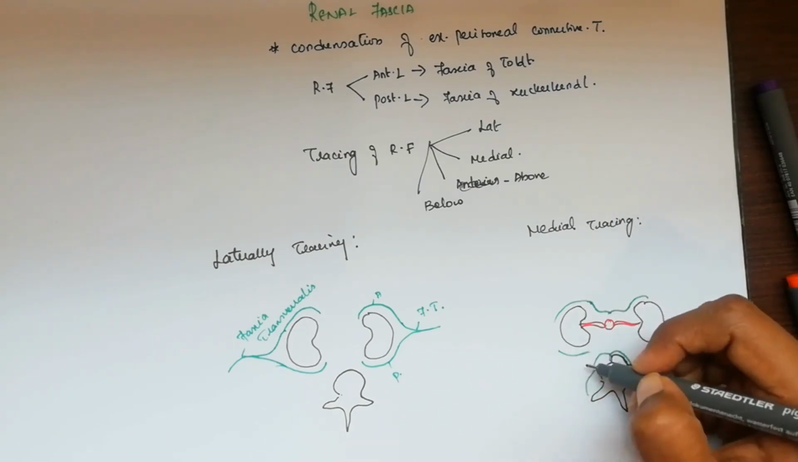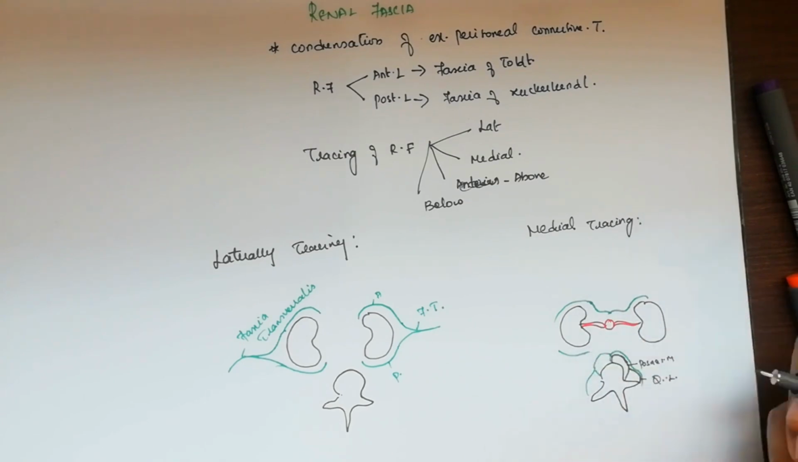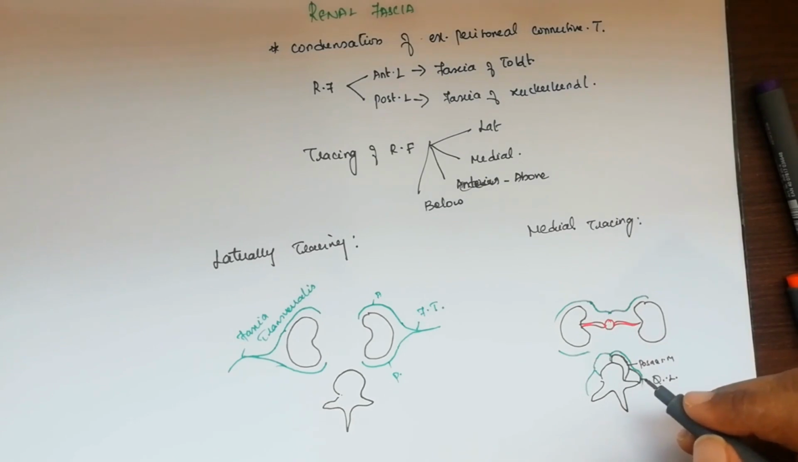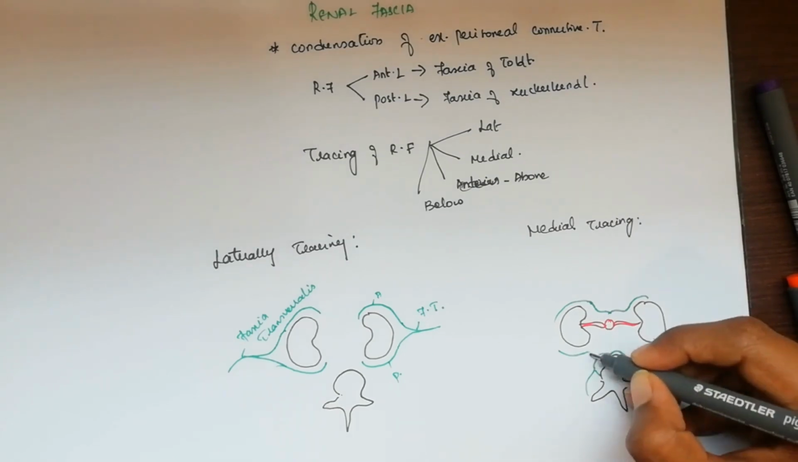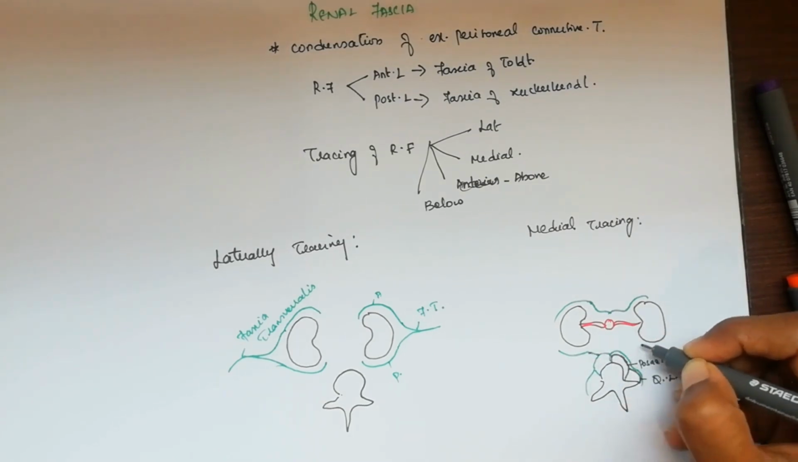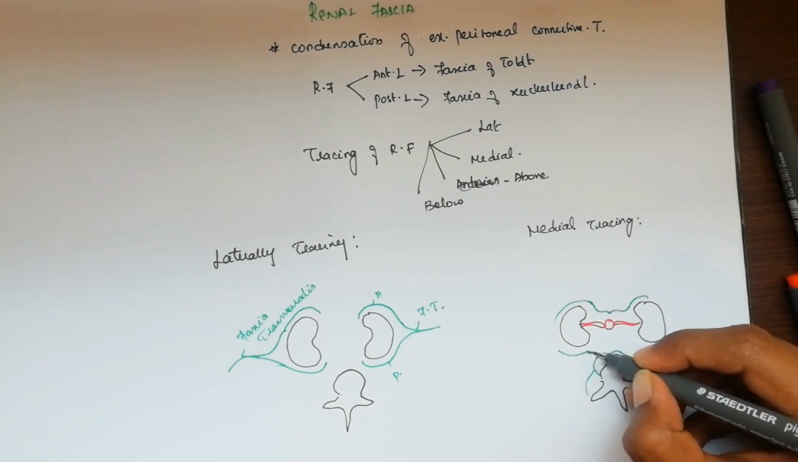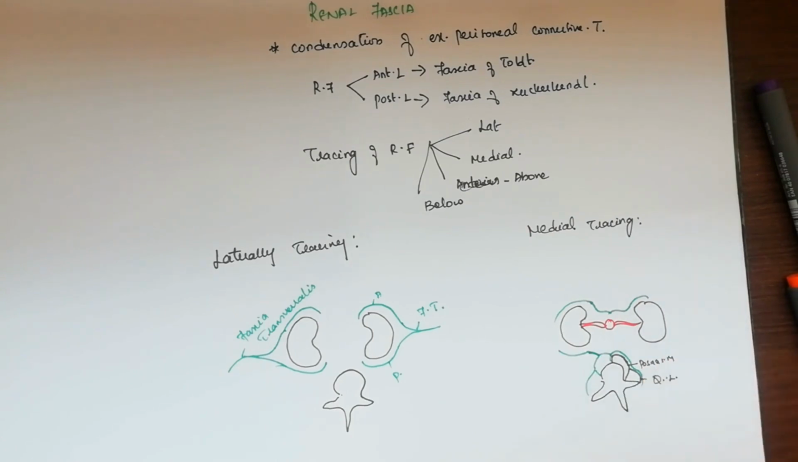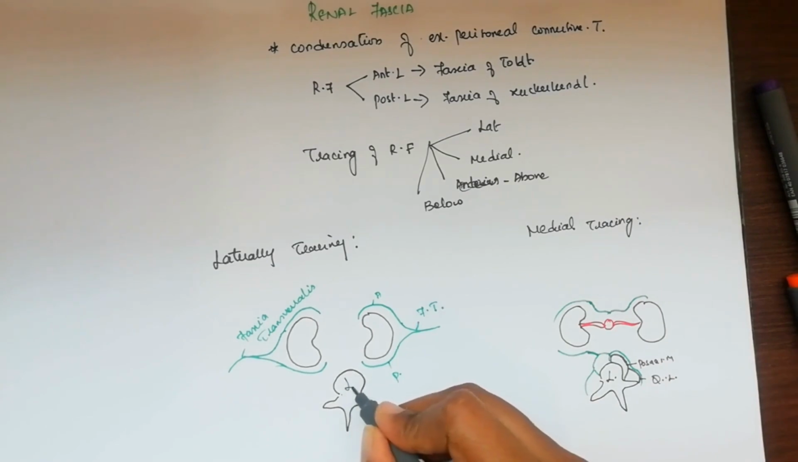In the posterior layer, we have got the posterior layer of renal fascia. It is coming, and then it is going to join with psoas fascia. So it is going to join from either side to psoas fascia, and then it will get attached to the vertebra. So the lumbar vertebra, it is going to get attached. So this is the lumbar vertebra.